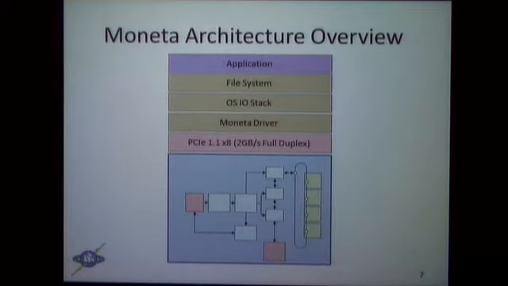So the stack on top of this is pretty similar to a lot of other I/O devices. We have the hardware at the bottom that connects to the host system over PCI Express. And then we have Moneta's driver, the operating system's I/O stack, the file system, and then finally the application at the user space level on top of that.